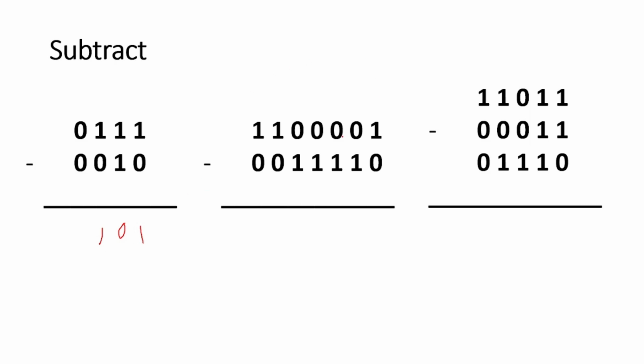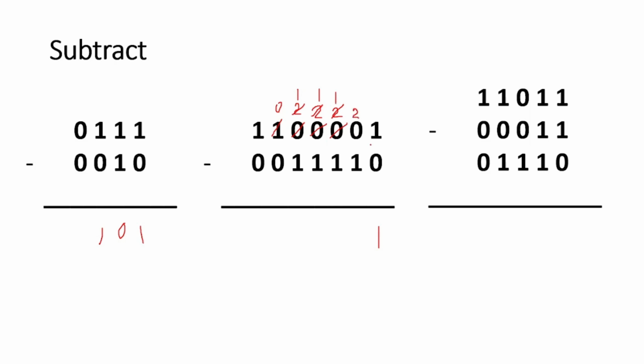Now let's try the second example. 1 minus 0 is 1. 0 minus 1. Since we cannot directly subtract this, we need to borrow from our neighbor. 1 becomes 0, 0 becomes 2. Now we need to borrow from our neighbor. 2 becomes 1, this 0 receives 2. This 1 needs to borrow from here, this becomes 1, this receives 2. The same pattern, 0 borrows from here, the same pattern, 0 borrows from here, 2 becomes 1, 0 receives 2.